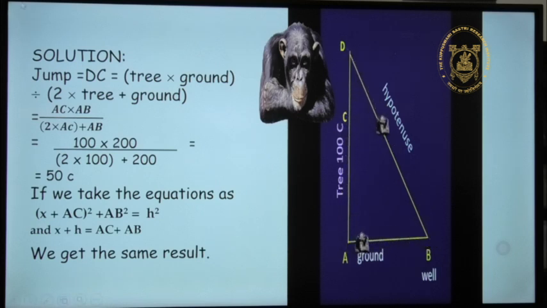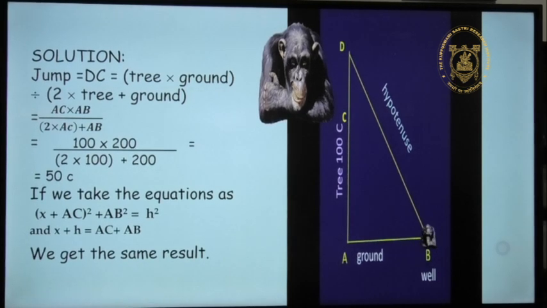One based on the Shilba theorem, the other one, what is given in the problem. That is, the distance moved by the monkey is the same. Therefore, CA plus AB equal to CD plus DB, one equation. The other equation is DB square equal to AB square plus AC plus DC whole square. So, using these two equations, we can arrive at the result AC into AB divided by 2 into AC plus AB.